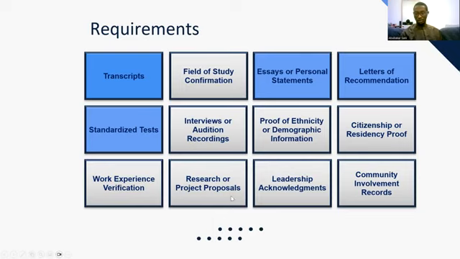Research or project proposal. If you are doing a master's, PhD, okay, you are going for a master's or going for a PhD, you will be required sometimes to write a proposal. The proposal will be a scientific report on what you intend to do and how you intend to do it. Okay, so you have to tell them this is what I intend to do and this is how I intend to do this research proposal.